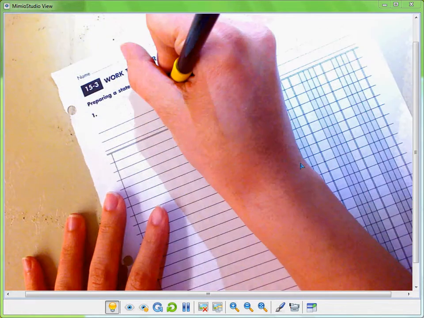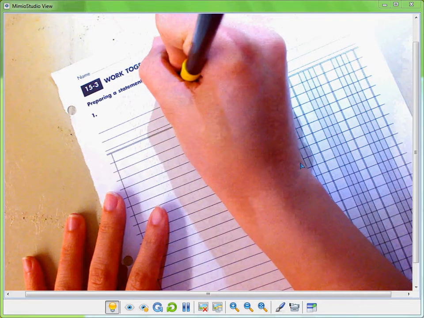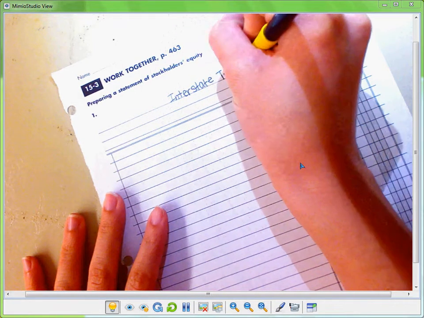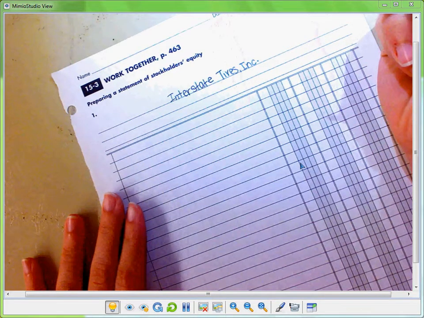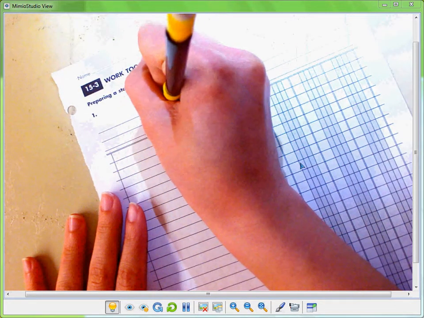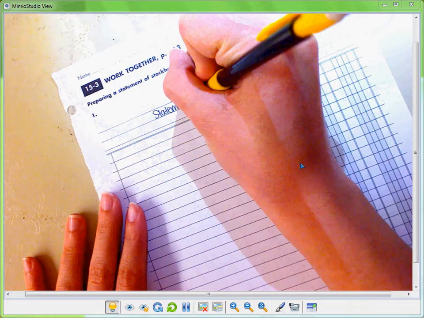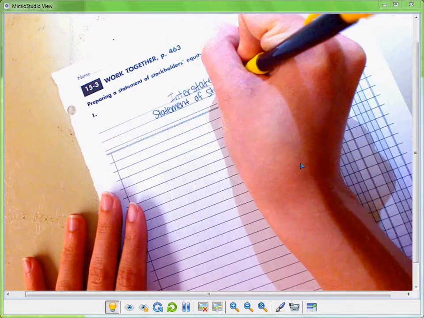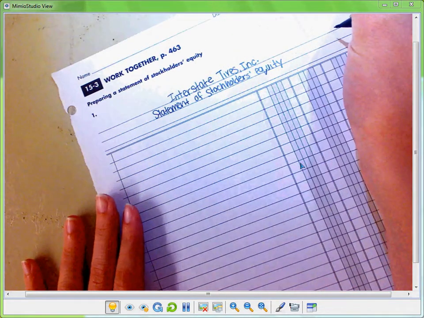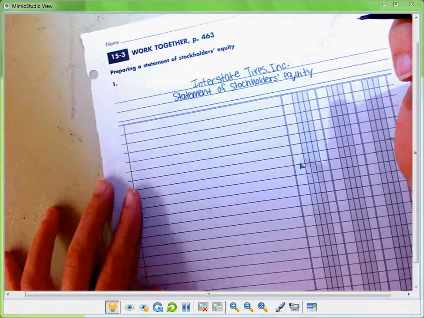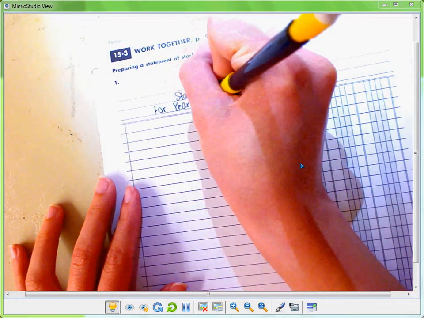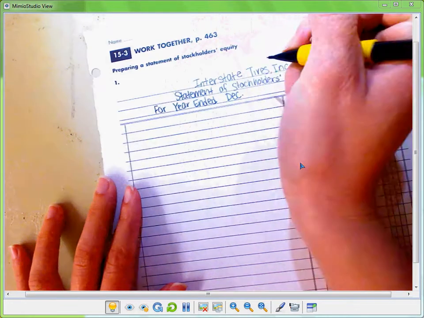Company name, so Interstate Tires, Inc. The second line is statement of stockholders' equity. And our last line, for year ended December 31st, 2013. December 31st.